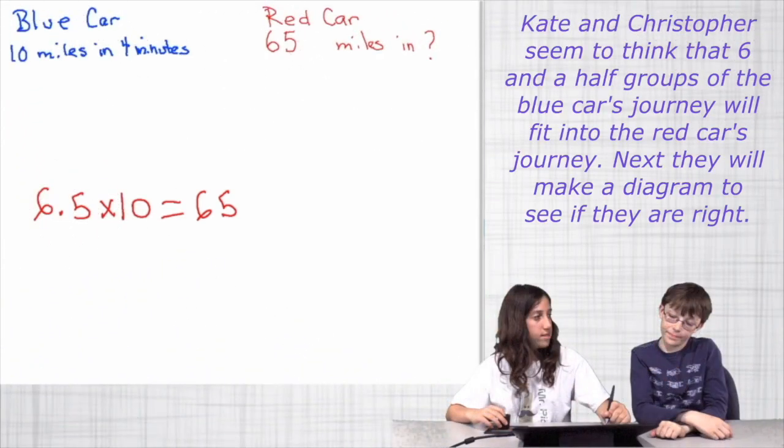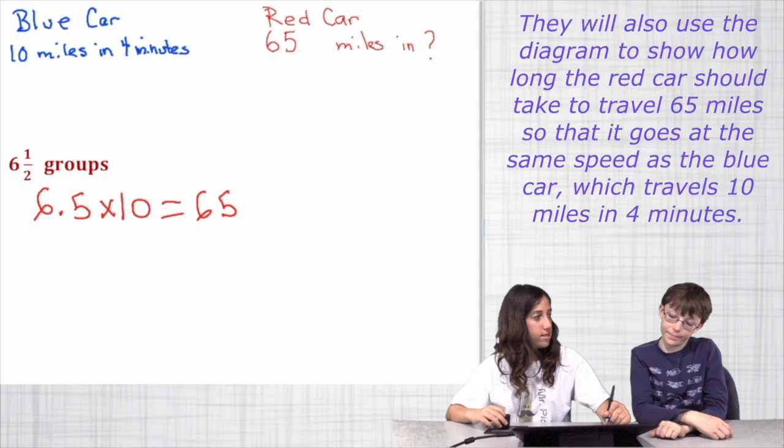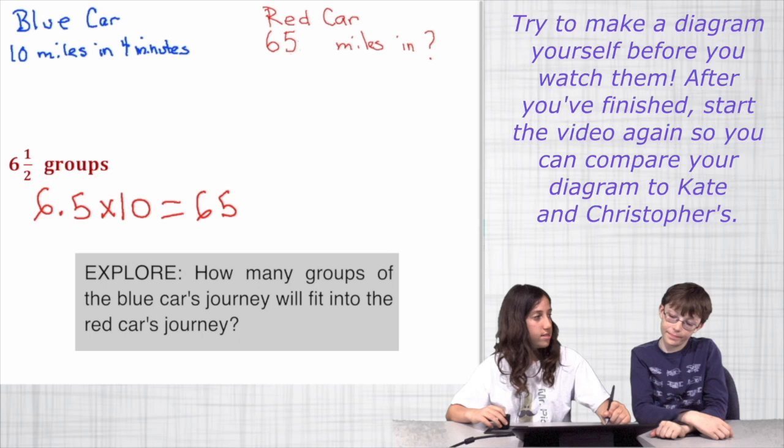Kate and Christopher seem to think that 6.5 groups of the blue car's journey will fit into the red car's journey. Next, they make a diagram to see if they are right. They will also use the diagram to show how long the red car should take to travel 65 miles so that it goes at the same speed as the blue car, which travels 10 miles in 4 minutes. Try to make a diagram yourself before you watch them. After you've finished, start the video again so you can compare your diagram to Kate and Christopher's.